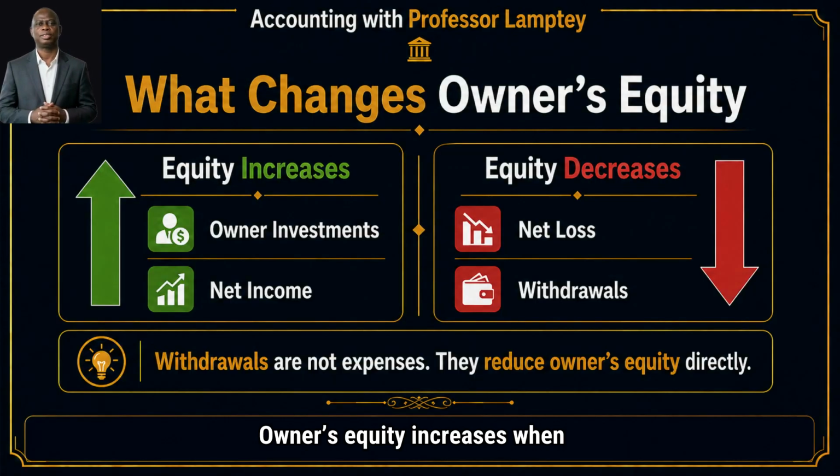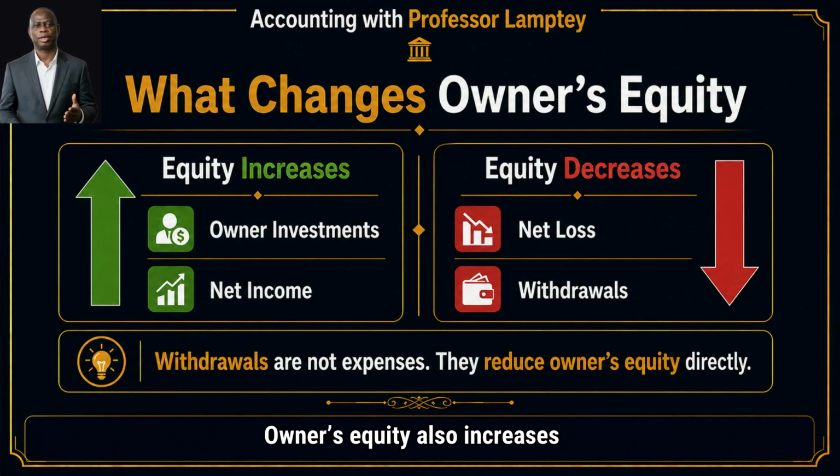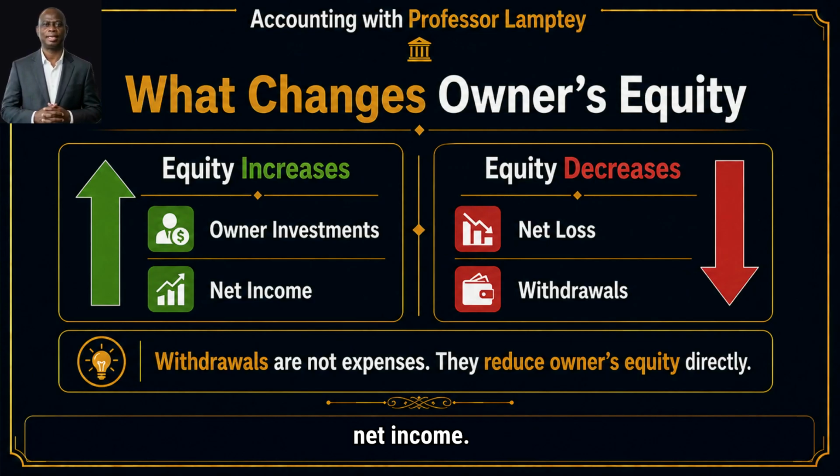Owner's equity increases when the owner invests in the business. Owner's equity also increases when the business earns net income. Owner's equity decreases when the business has a net loss. Owner's equity also decreases when the owner withdraws cash or other assets for personal use. But remember this key point. Withdrawals are not expenses. They reduce owner's equity directly.